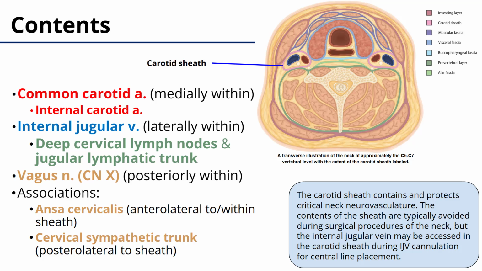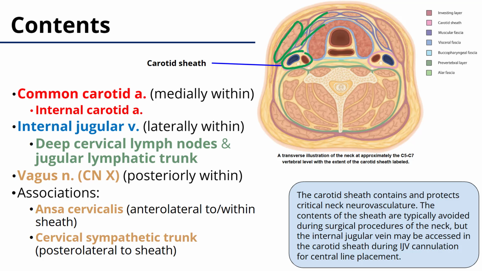So let's take a look at a transverse section of the neck, and we can see the carotid sheaths here. So deep to SCM, posterior, and a little lateral to the infrahyoid muscles. And we can see the contents of the carotid sheaths.